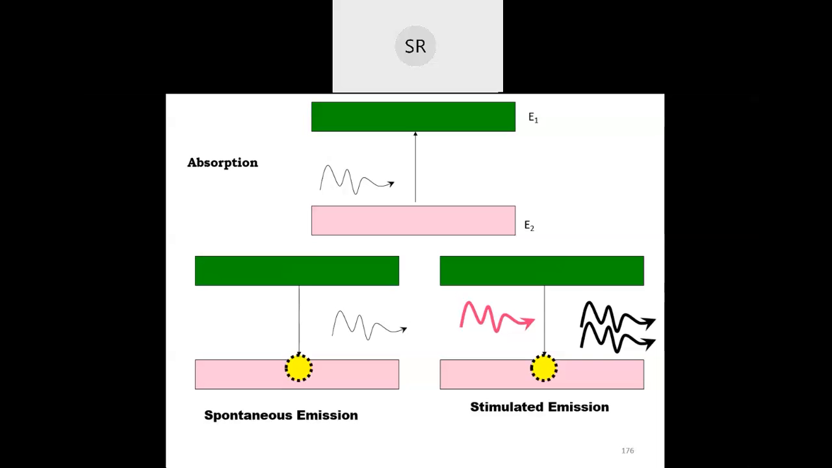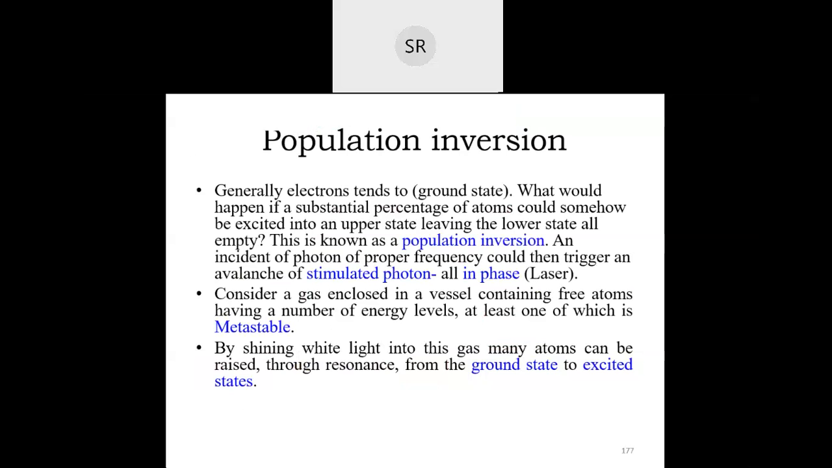That process gets multiplied, and because of that, we get an intense coherent light beam that will be emitted from that particular substance or atom. So that is about that. For that purpose, we can use a pumping process, so that more electrons can be excited from the device. That is called pumping.